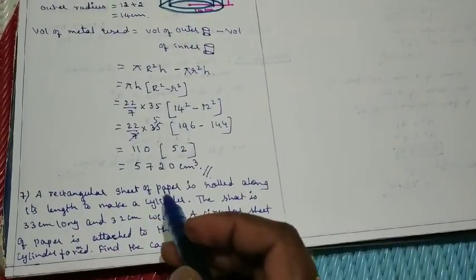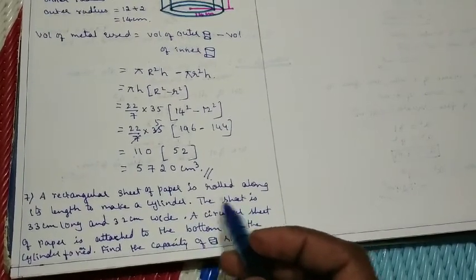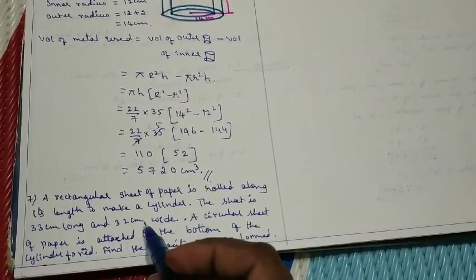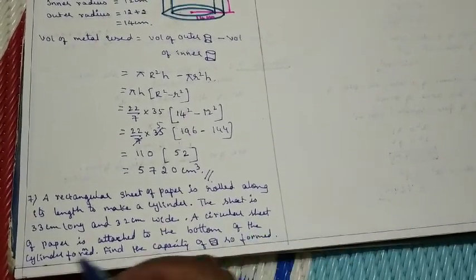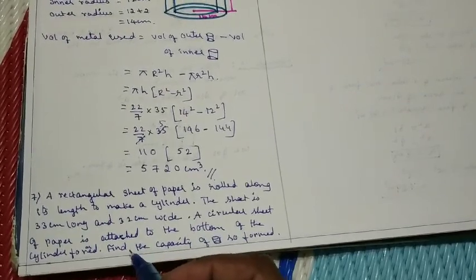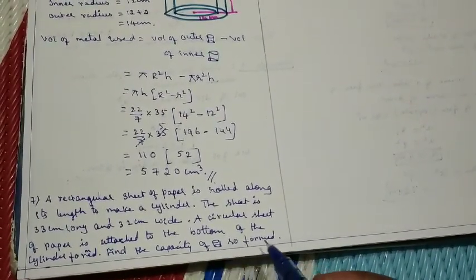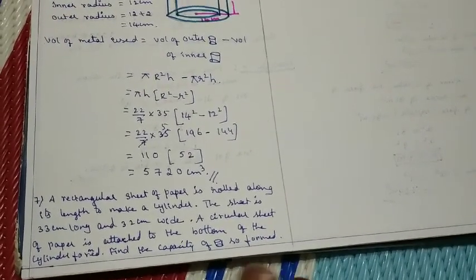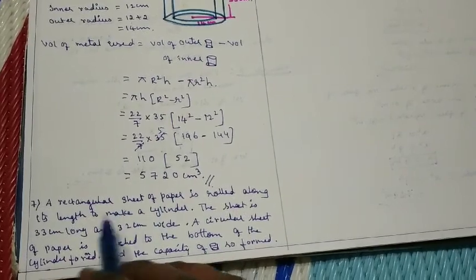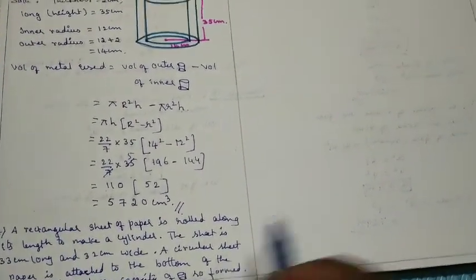A rectangular sheet of paper is rolled along its length to make a cylinder. The sheet is 33 centimeter long and 32 centimeter wide. A circular sheet of paper is attached to the bottom of the cylinder formed. Find the capacity of the cylinder so formed. So capacity of the cylinder is nothing but a volume concept, but here a rectangular sheet of paper is given, having 33 centimeter length and 32 centimeter width.